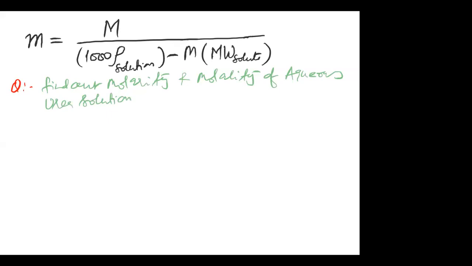Find out molarity and molality of aqueous urea solution in which mole fraction of urea is given as 0.2 and density of solution is 1.2 gram per milliliter. Now here mole fraction of urea is given as 0.2 and density of solution is 1.2 gram per milliliter.